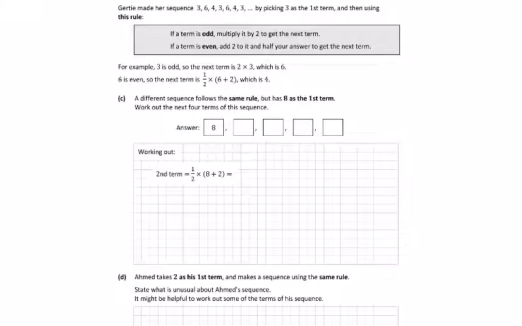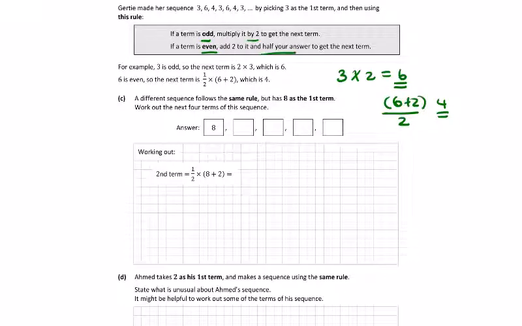Gertie made her sequence 3, 6, 4, 3, 6, 4 by picking 3 as the first term and using this rule. If the term is odd, multiply by 2. 3 is odd, so the next term then will be 6. If the term is even, add 2, 6 plus 2, and halve your answer. So 8 divided by 2 is where the 4 comes from.